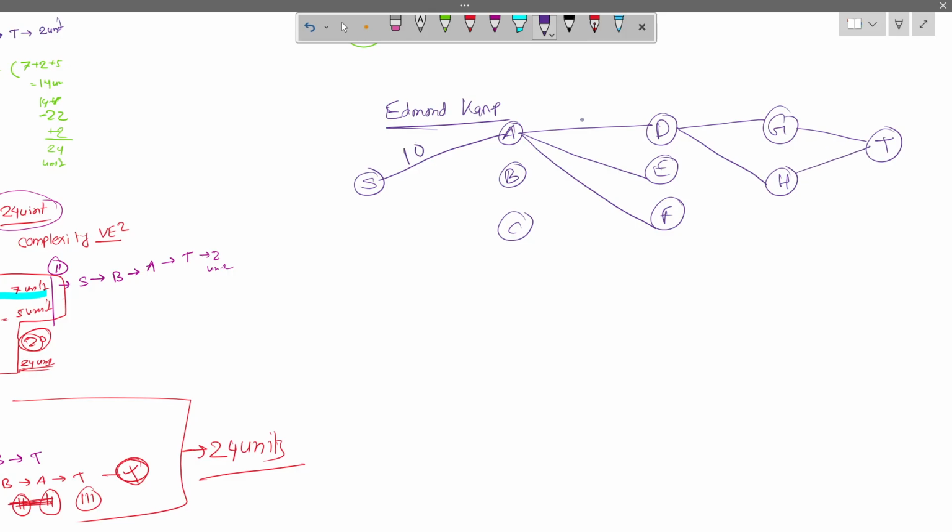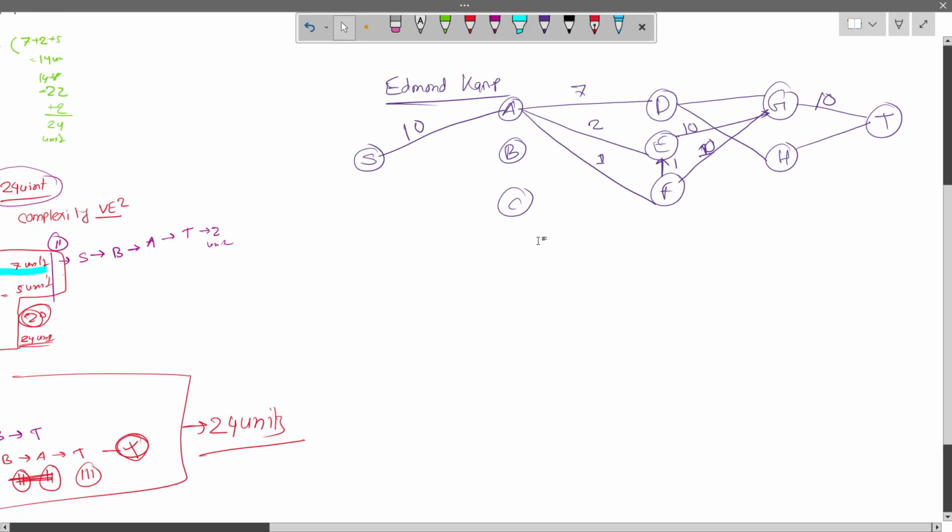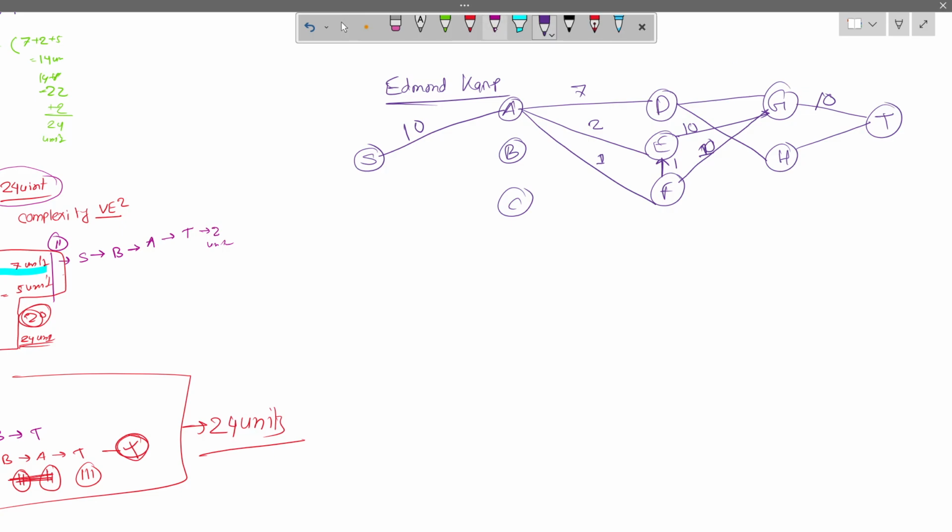Suppose this is 10 units, this is 7 units, this is 2 units, this is 1 unit. And from this is also 1 unit. Sorry, suppose this is 10 units, but this to this is 1 unit, this to this is like 10 units, and this also 10 units. I have used 10 so that I can explain easily.